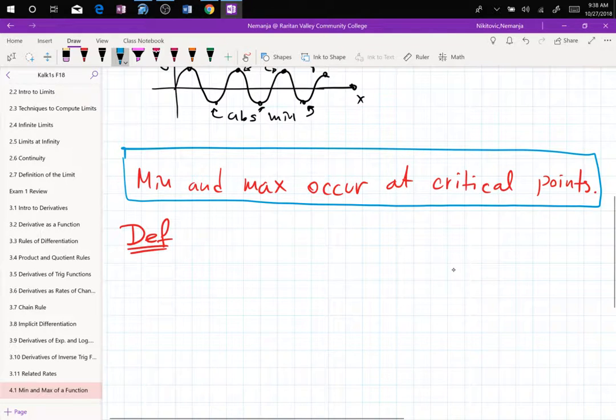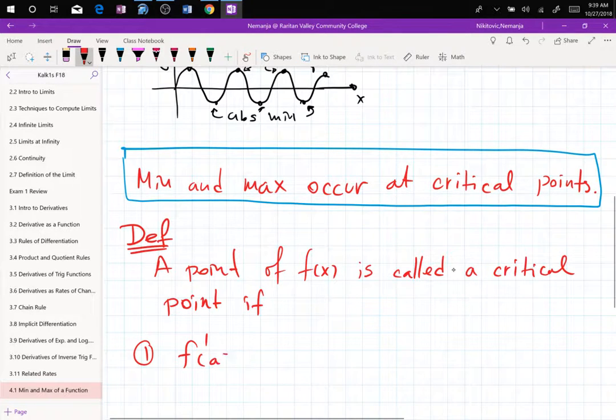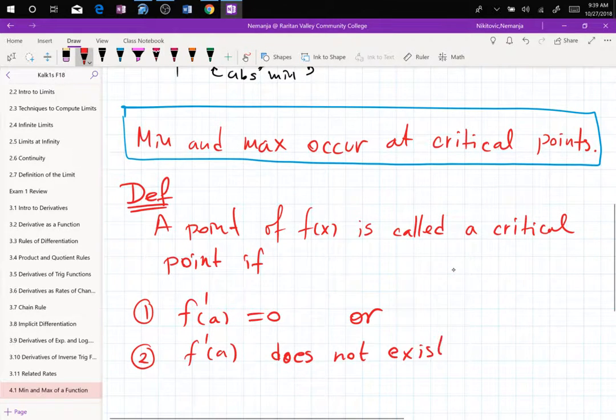So, definition of a critical point. A point of f of x, or a point in the domain of f of x, is called a critical point if, number one, the first derivative at that point is equal to 0, or, number two, the first derivative at that point does not exist. That's it.